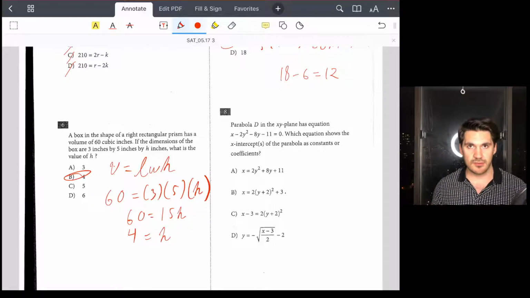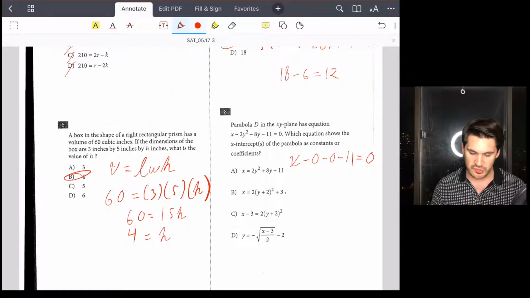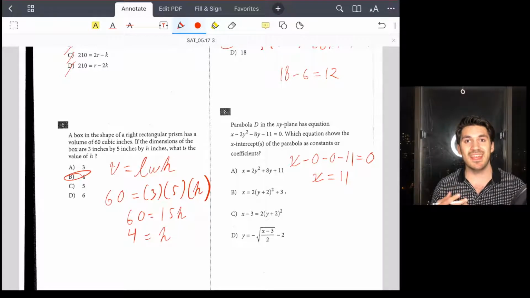The way we get the x-intercept is it's simply where y equals 0. So we're going to plug in 0 for y and see what we get when we replace all the y's with zeros. So we're going to get x minus 0 minus 0 minus 11 equals 0, which means if we move the 11 to the other side, x is going to be equal to 11. So we are literally looking for the answer that has an 11 in it. And the only answer that does that is A.